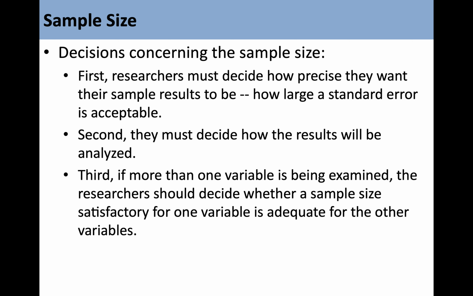Decisions concerning the sample size. First, researchers must decide how precise they want their sample results to be, that is, how large a standard error is acceptable. Second, they must decide how the results would be analyzed. Third, if more than one variable is being examined, the researchers should decide whether a sample size satisfactory for one variable is adequate for the other variables.